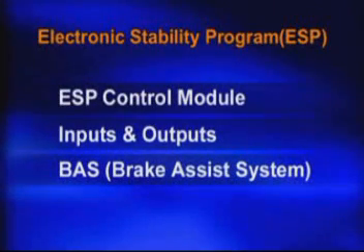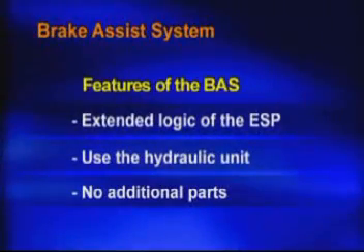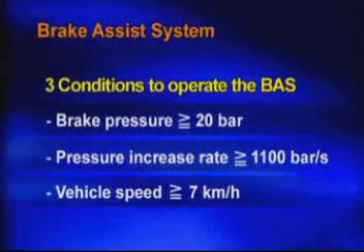Let's learn about the BAS, Brake Assist System, used in the ESP. The BAS used in the Opirus ESP has extended logic to assist braking by driving the ESP hydraulic unit on demand. To operate the BAS, the following three conditions must occur at the same time. Braking pressure should exceed 20 bar, and pressure increase rate is more than 1100 bars per second, and the vehicle speed exceeds 7 kilometers per hour.